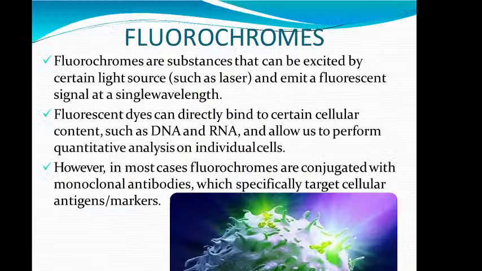So what are fluorochromes basically? Fluorochromes are substances that can be excited by a certain light source and emit a color at a single wavelength. At a particular wavelength they will emit a color. Fluorescent dyes can directly bind to certain cellular contents such as DNA and RNA and allow us to perform quantitative analysis. These dyes will bind with the DNA and RNA and give some color. In most cases, fluorochromes are conjugated with antibodies which specifically target cellular antigens or markers.